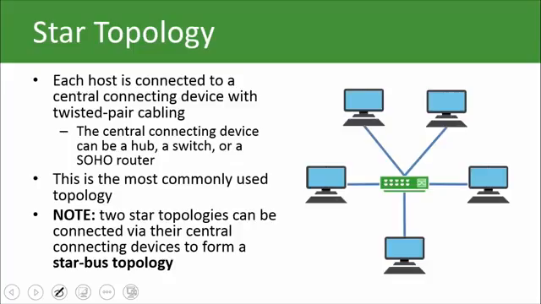Next, we also have a star topology. It's an advancement over that bus. Each host is connected to a central connecting device, like a hub or a switch or a home router, right? A SOHO router. It stands for small office, home office. And this is the most commonly used topology that you're going to find in an office setting, a school setting, or even at home. Note, though, that you can actually connect two of these star topologies to each other via central connecting devices. And this type of topology is called a star bus topology.